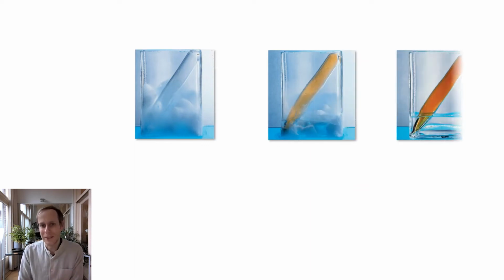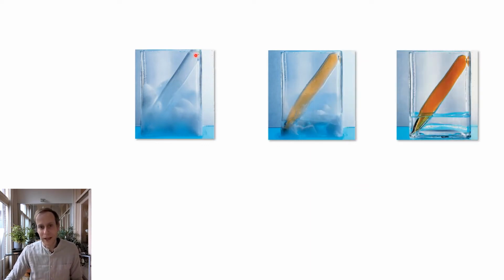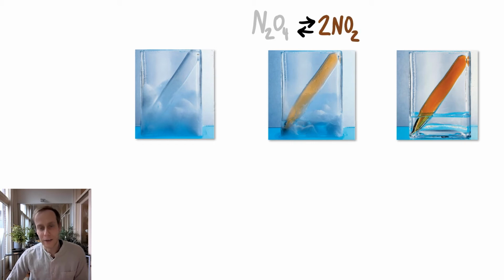Okay, so what you see here are glass containers, and they contain secondary glass compartments in which there is a gas that has a brown color. And that gas is nitrogen dioxide. Nitrogen dioxide can be formed out of dinitrogen tetroxide. Dinitrogen tetroxide is a colorless gas, while nitrogen dioxide is a brown gas.